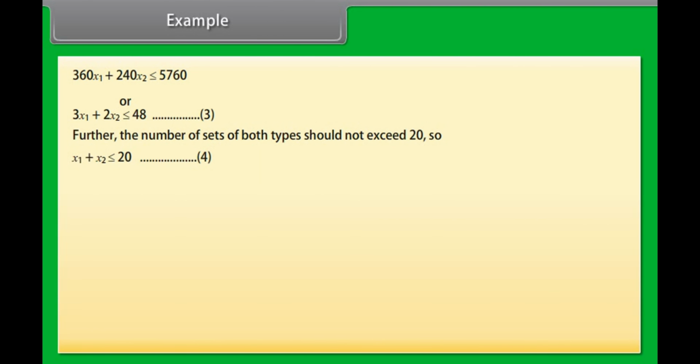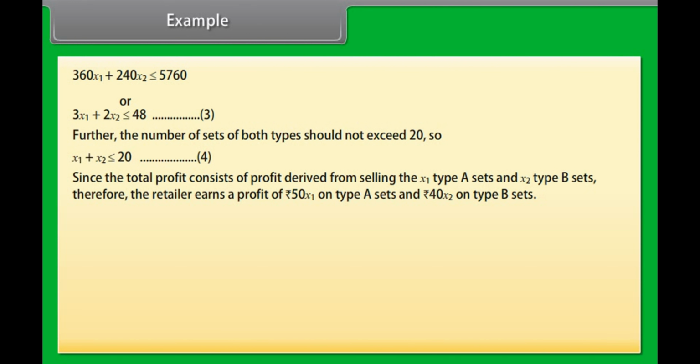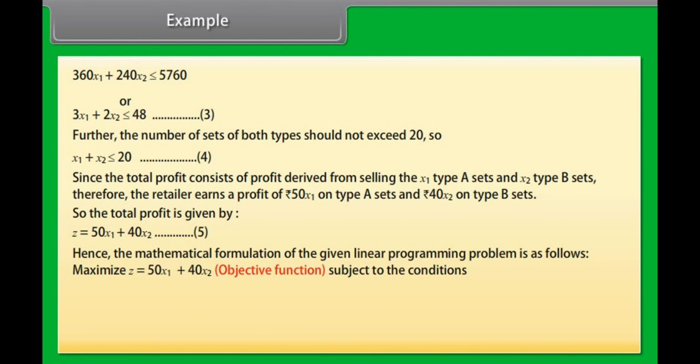Mark it as 4. Since the total profit consists of profit derived from selling the x1 type A sets and x2 type B sets, therefore the retailer earns the profit of rupees 50 x1 on type A sets and rupees 40 x2 on type B sets. So the total profit is given by Z equals 50 x1 plus 40 x2. Mark it as 5.